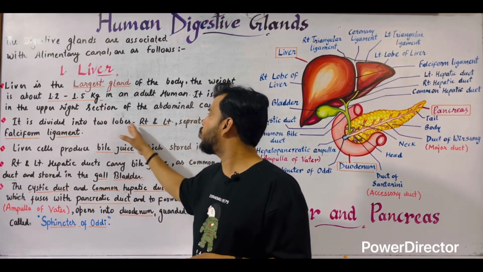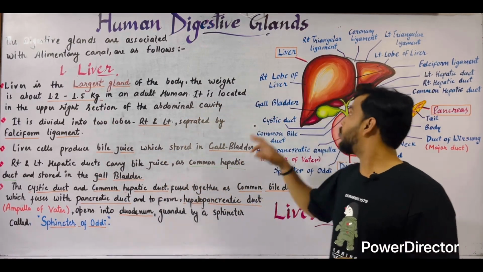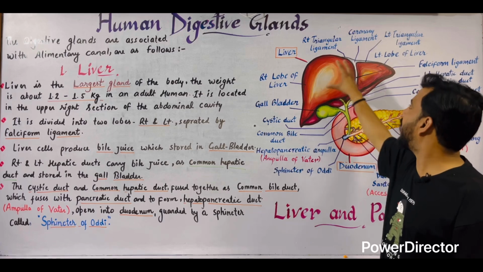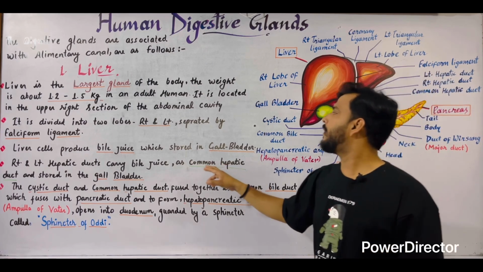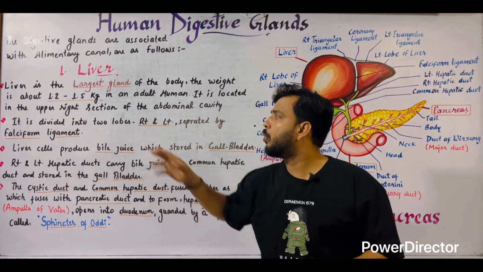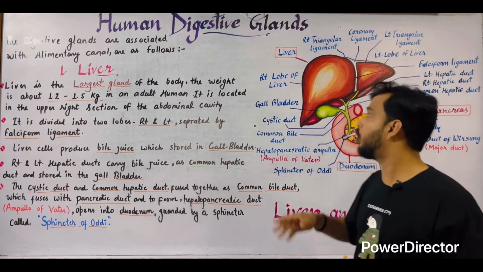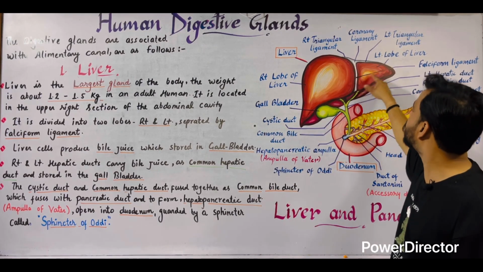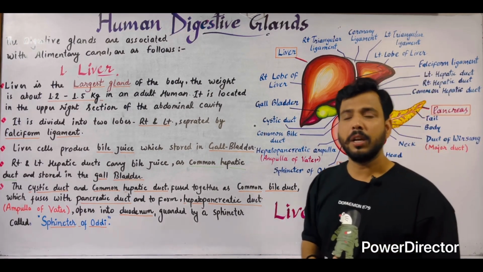It is divided into two lobes, right and left. As you can see here, this is the right lobe and this is the left lobe, and both the lobes are separated by a ligament which is known as the falciform ligament.